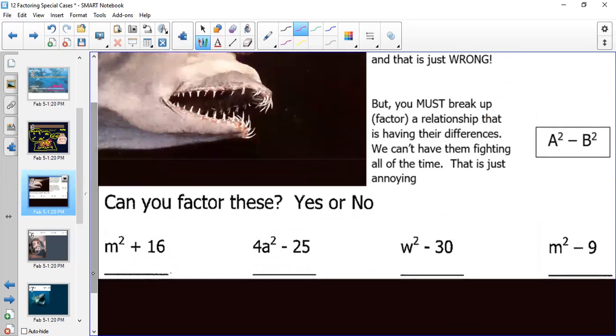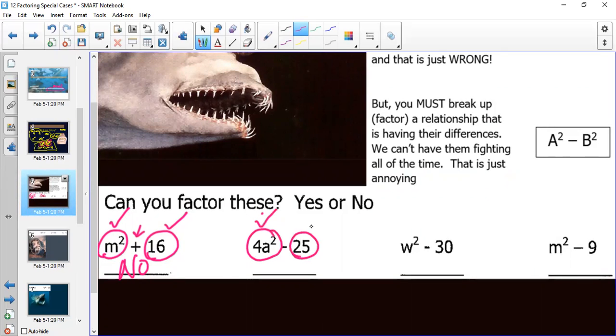All right, if you look at the first one, perfect square, yes. Perfect square, yes. Are they having their differences? No. So can we factor this one? No, we cannot. All right, the second one, we have perfect square, yes. Perfect square, yes. Are they having their differences? Yes. So we can factor this. Let's go ahead and factor it.